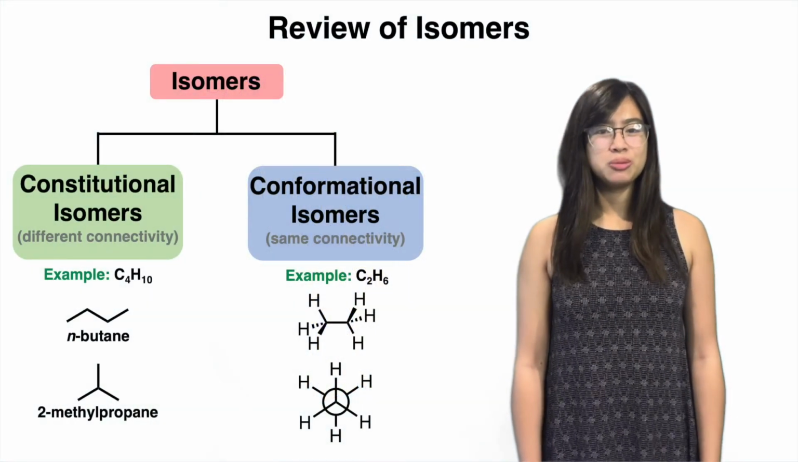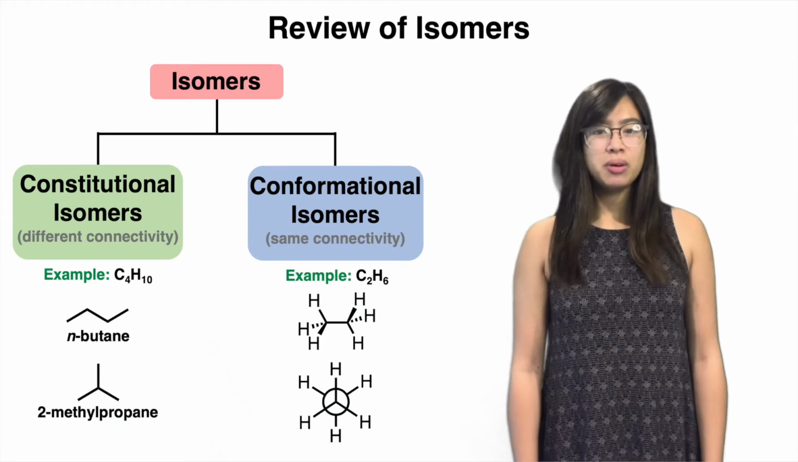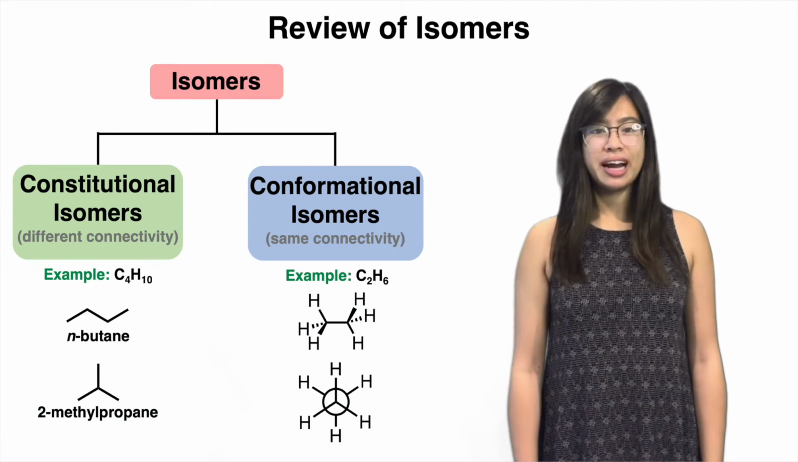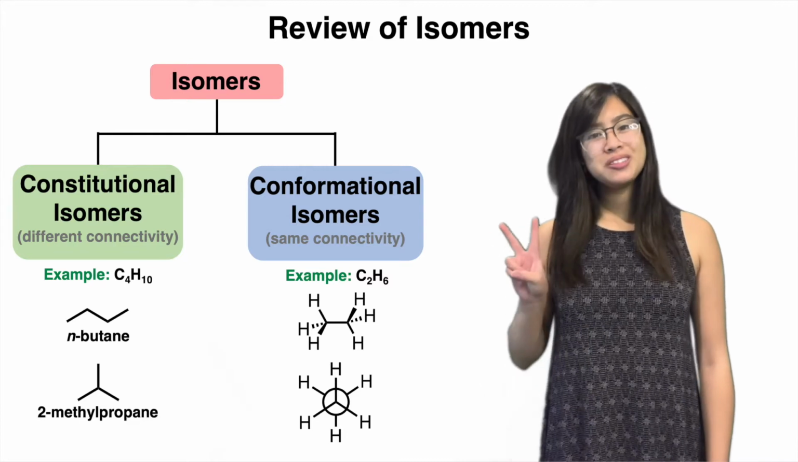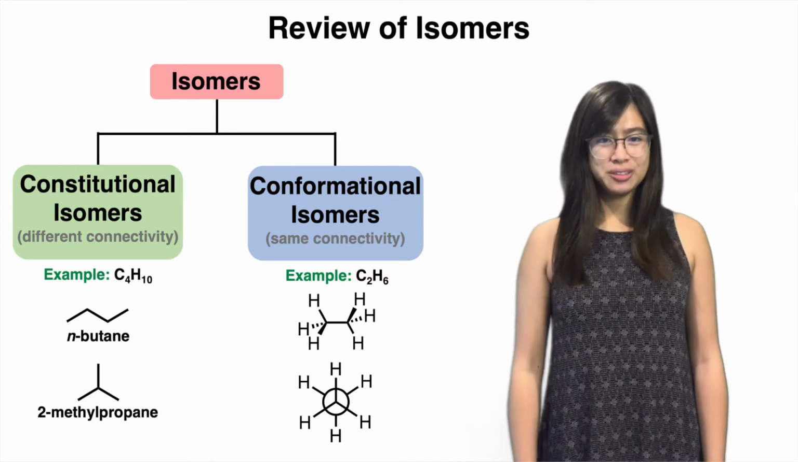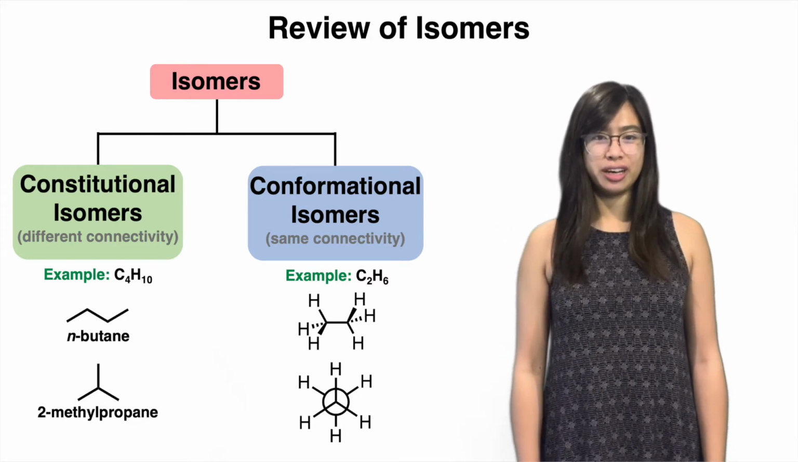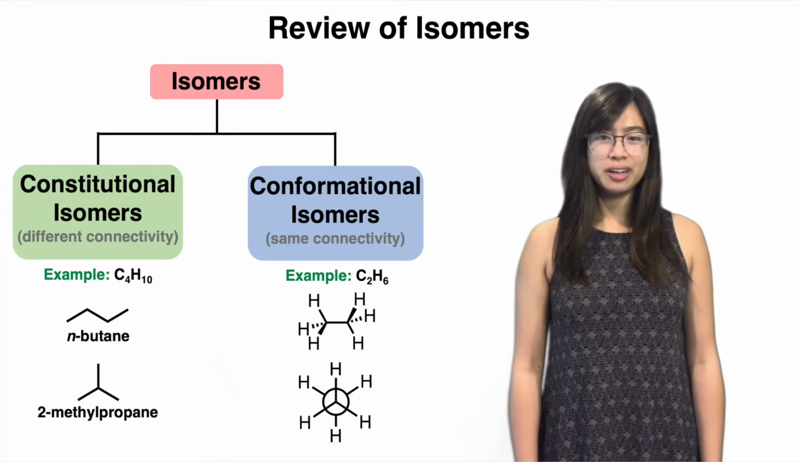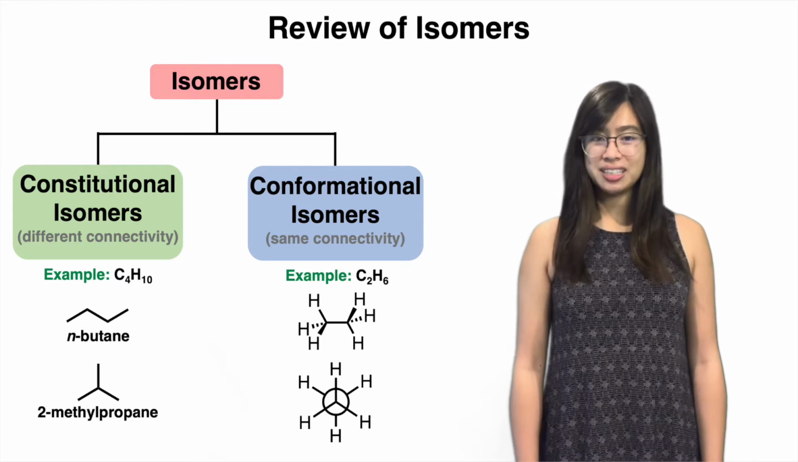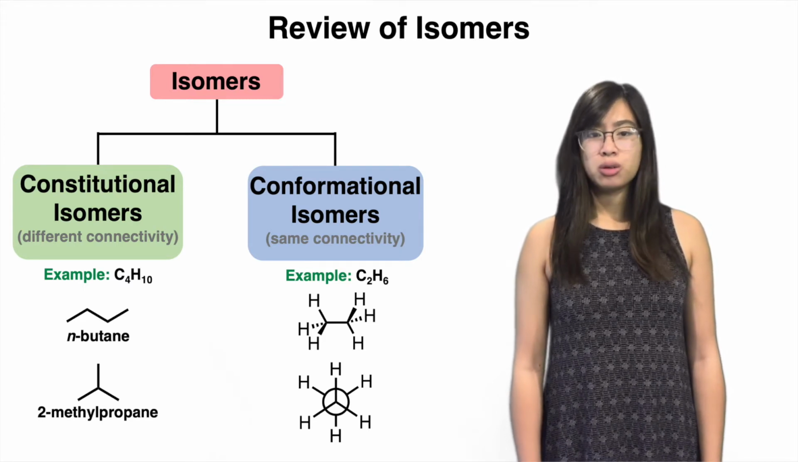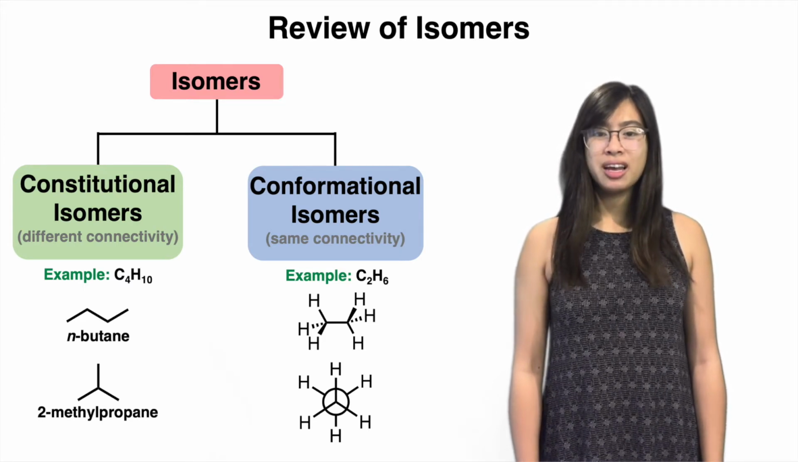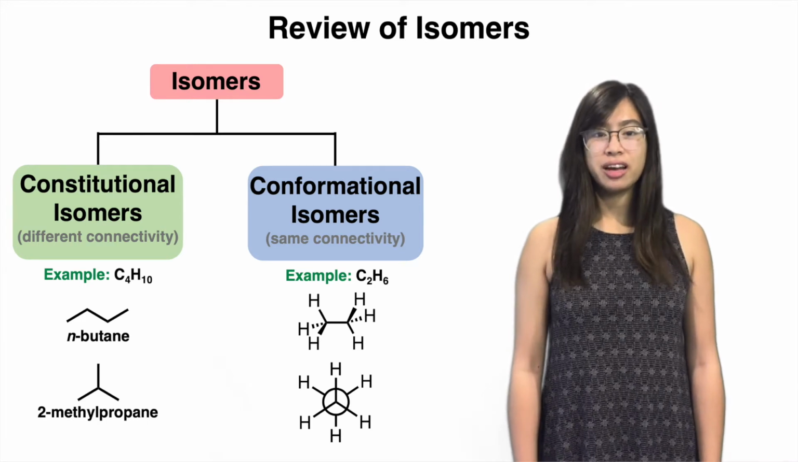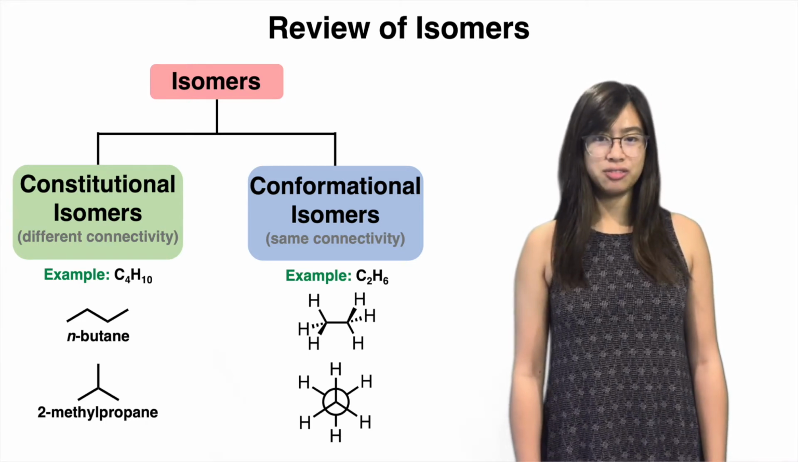Isomers are molecules with the same molecular formula, but they have different arrangements of their atoms in space. Two types of isomers are constitutional isomers and conformational isomers. Constitutional isomers have the same molecular formula, but they have a different connectivity of atoms. In order to be constitutional isomers, at least one bond has to break and reconnect at a different atom.